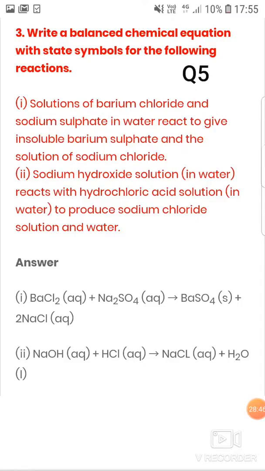Points to remember: insoluble substances are in solid form because they are not dissolvable. The substances which don't dissolve are insoluble, and the substances that dissolve are soluble.